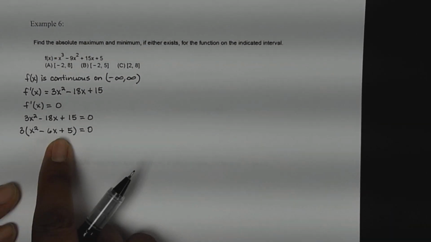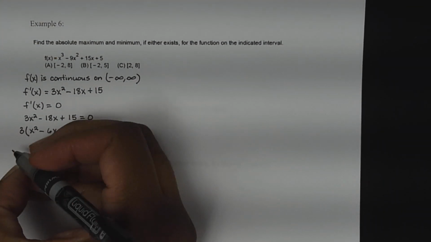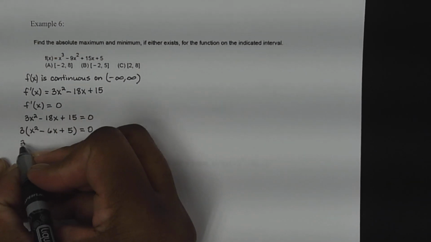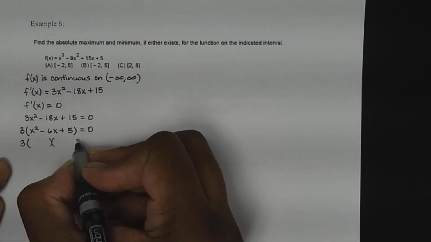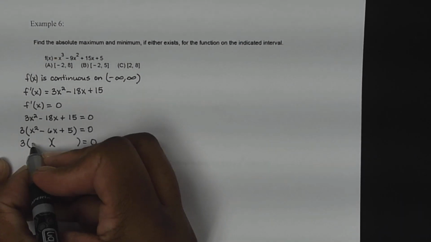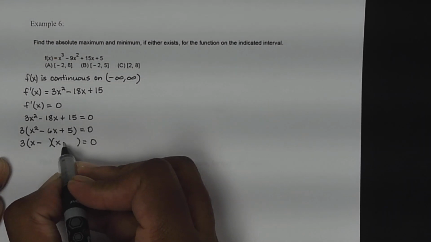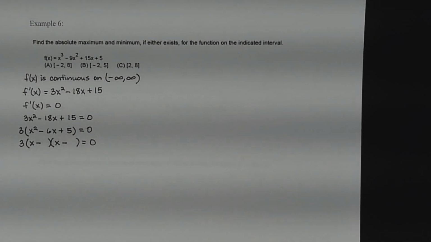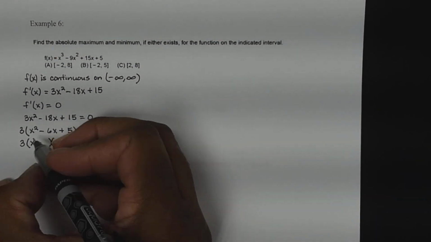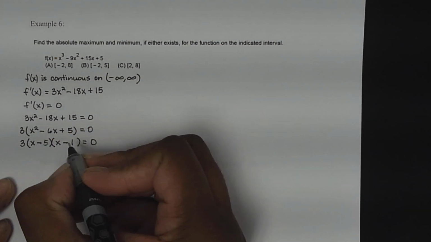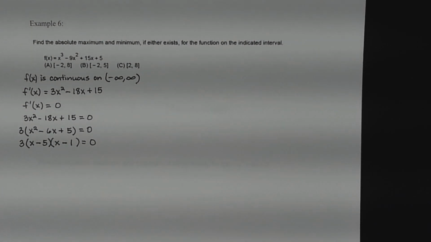The next step would be to factor x squared minus 6x plus 5 completely into two binomials. So I'm going to bring down the 3. X squared breaks up as x and x. The middle term is a minus and the last term is a plus, so they both have to be minus. Factors of 5 that give a sum of 6 as the middle term would be 5 and 1. So I have 3 times the quantity x minus 5 times the quantity x minus 1 is equal to 0.